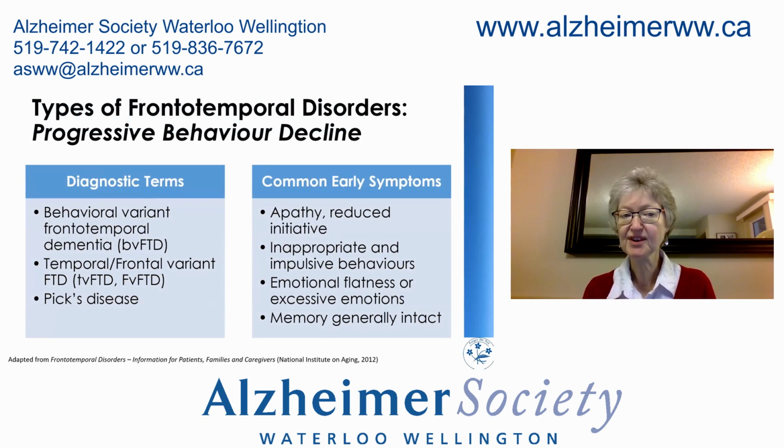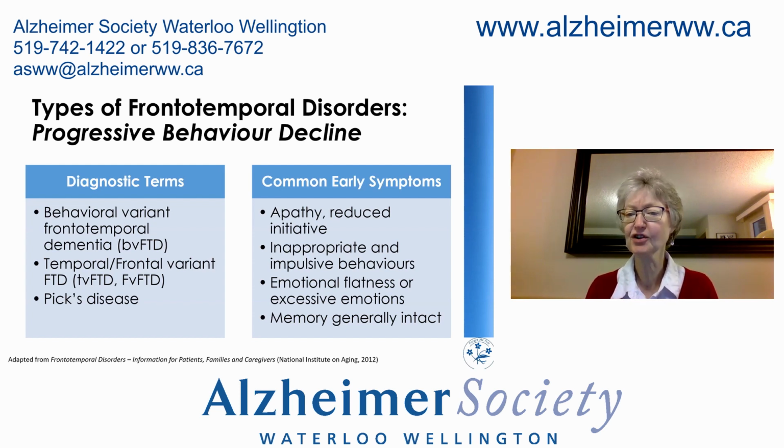So I'm just going to take you through some of the technical terms, because there are several types of frontotemporal disorders. There's not just one. So what you will notice, what is common, is progressive behavioral decline. On this slide, this is what we're talking about. Diagnostic terms. They sometimes call it behavioral variant frontotemporal dementia. What a mouthful. They shorten it down to bvFTD for behavioral variant FTD. Temporal/frontal variant, FTV, and Pick's disease. And all of these are FTDs that involve behavior decline.